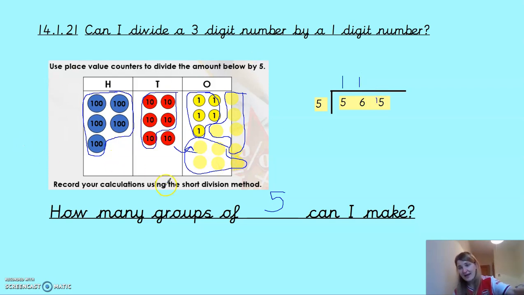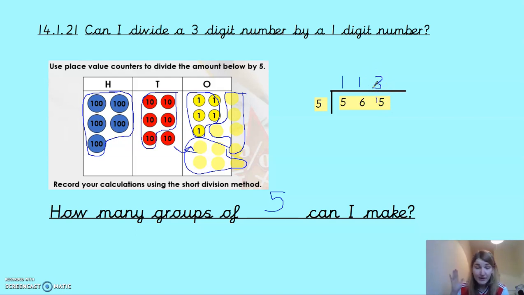With this method, I carried it over. I made the place value counters. With this one, I've just carried the 1 over to turn the 5 into 15. Yeah? So you can see it's kind of floating in the air here. So now, instead of 5 ones, I've got 15 ones. How many groups of 5 can I make out of 15? The answer is 3. Okay, can you guys see that?